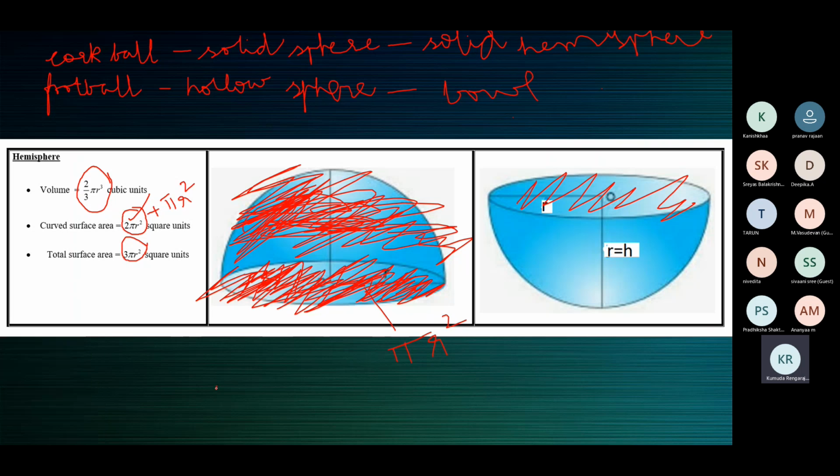But if you have to paint a steel hemispherical bowl like this, suppose you have to paint it on the outside. You can paint only this portion, all this portion on the outside. So that means you'll be painting only 2 pi r square.